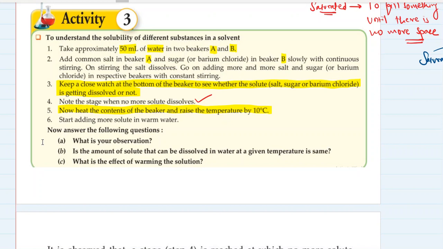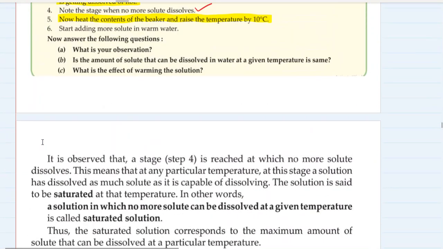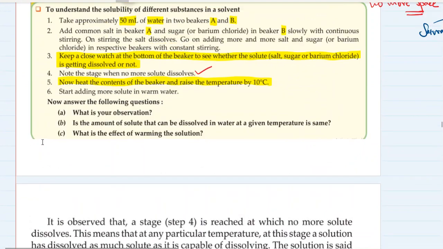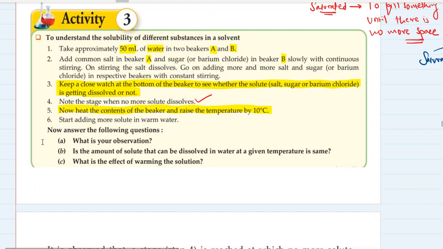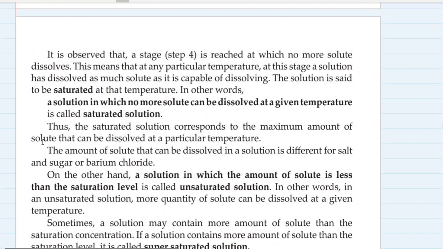Because in warm water, since it has more volume, more solute can be added. Okay, so the questions which they are asking on the basis of this activity: what is your observation? Is the amount of solute that can be dissolved in water at a given temperature the same? No, it is absolutely different. If there are two different solutes in the same amount of solvent at the same temperature, different amounts of solutes will be dissolved at a given time. What is the effect of warming the solution? The solution again becomes unsaturated. So that is the effect of warming.